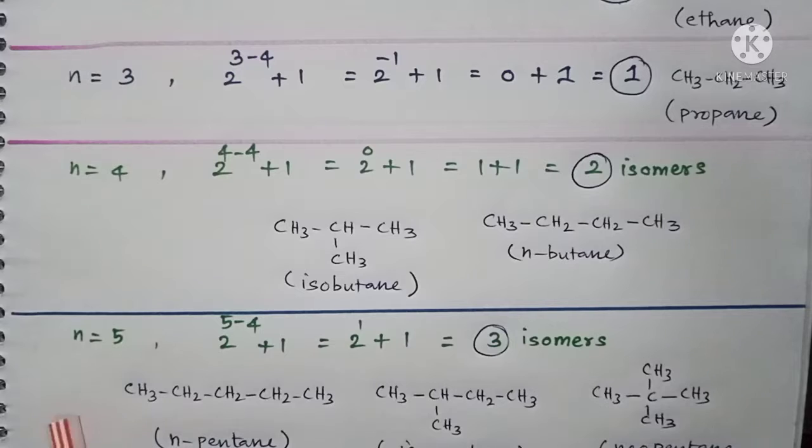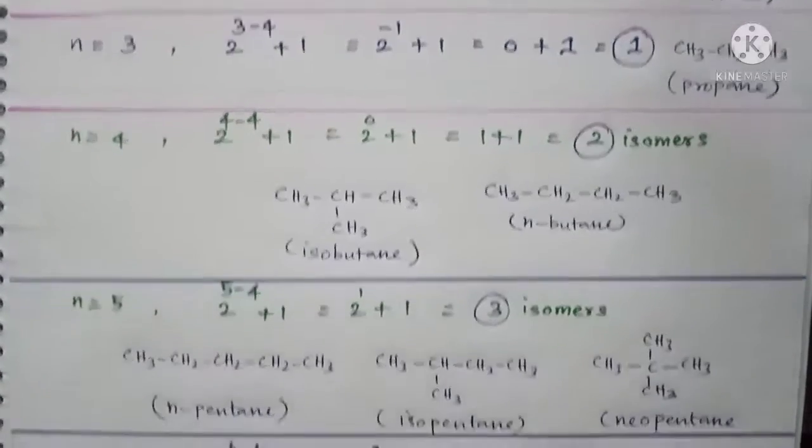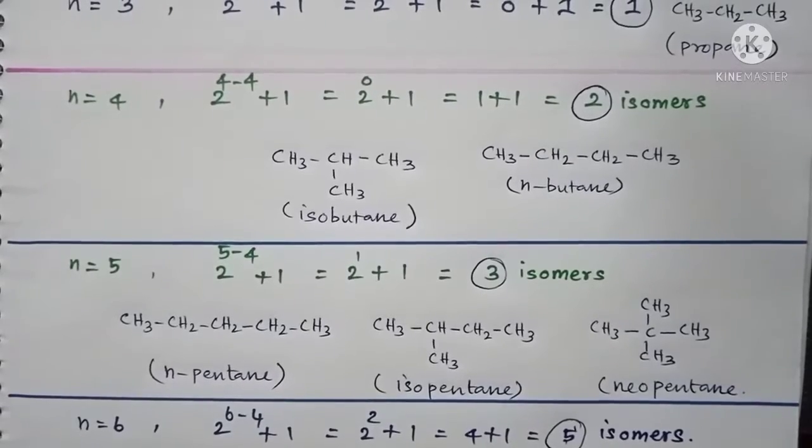Now suppose n is equal to 5, which is the pentane compound. Let us substitute in the formula: 2 power 5 minus 4 plus 1. It is 2 power 1 plus 1. So totally I am getting 3 isomers. So in the case of pentane, there are 3 isomers possible.